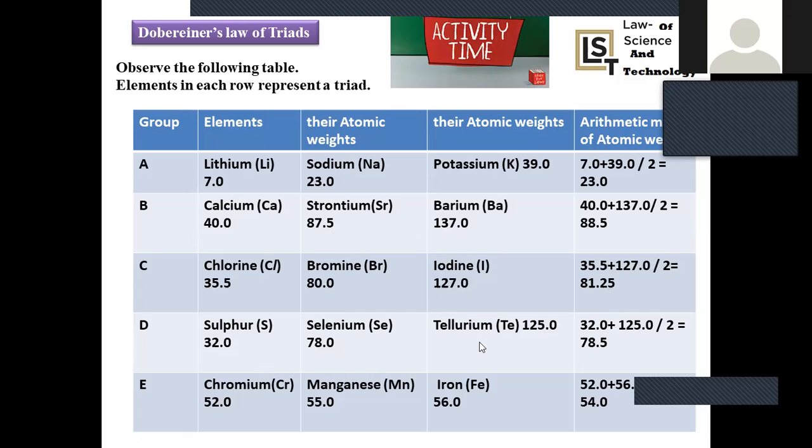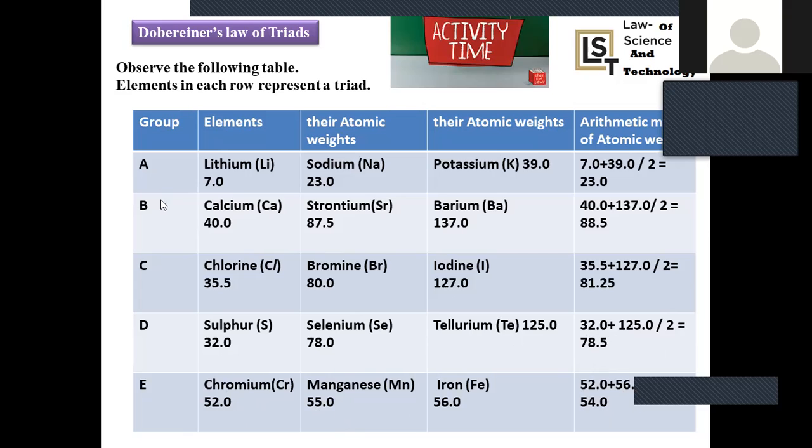When you go with sulfur, selenium and tellurium, sulfur with 32, tellurium with 125, 32 plus 125 divided by 2 will become 78.5, exactly mapping with the central one. So that is also verified. You can say this is also a Dobereiner triad. And one more is chromium, 52, and iron, 56. When you take the average of these two, 52 plus 56 divided by 2, it will be 54, almost equal to the central manganese.